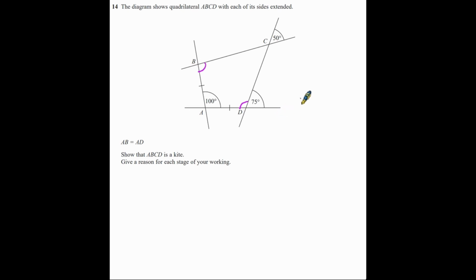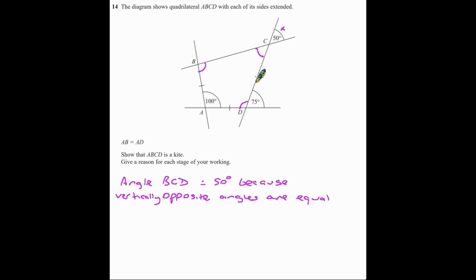There is often more than one route you can take to prove a question like this, but let's have a look at what we already know about this quadrilateral. We have an angle here at the bottom, BAD is 100 degrees. The easiest angle to find is probably this one here, angle BCD, because we know it is a vertically opposite angle to the one we have here, which is 50 degrees. So we can use that rule.